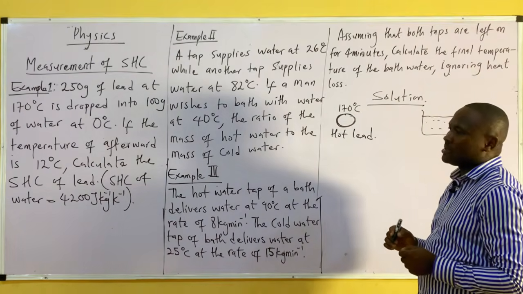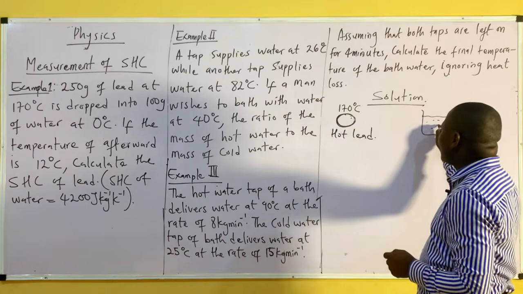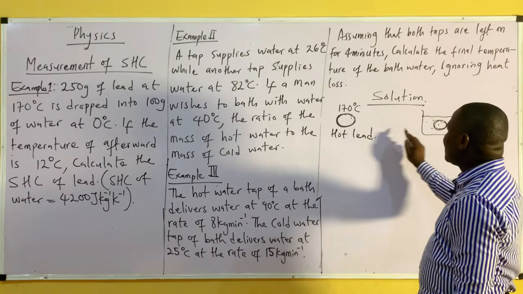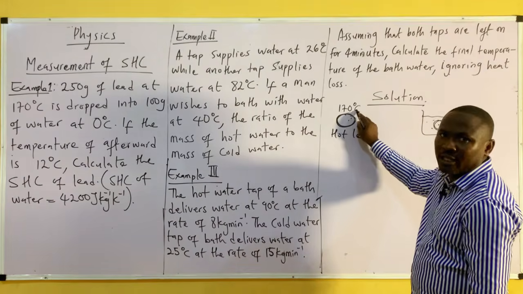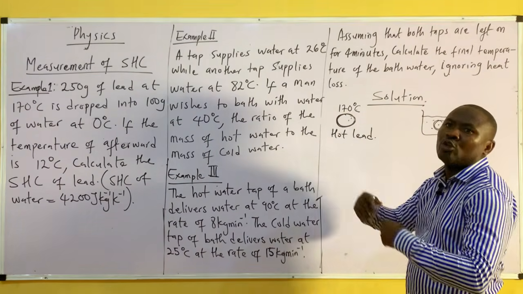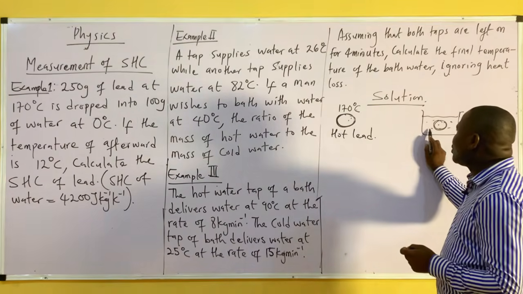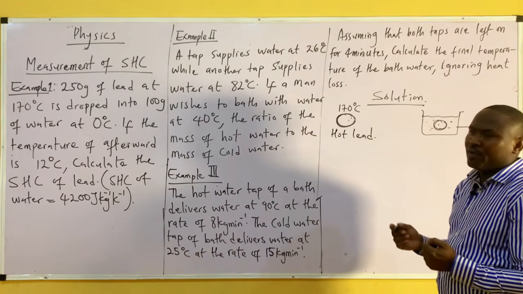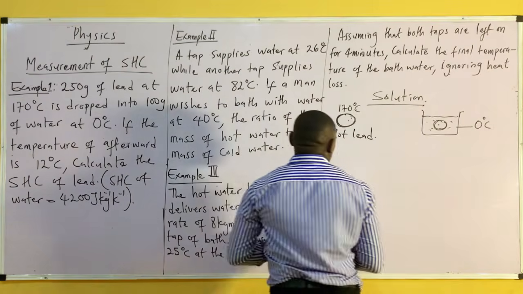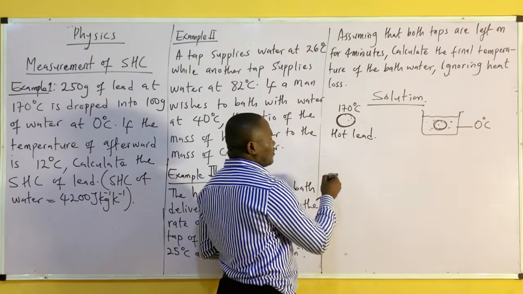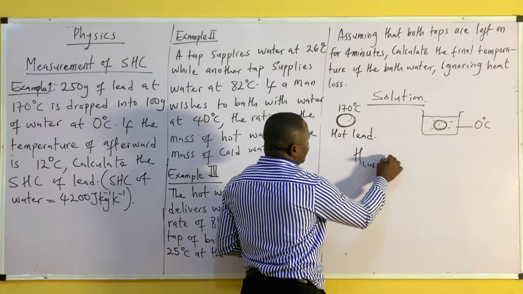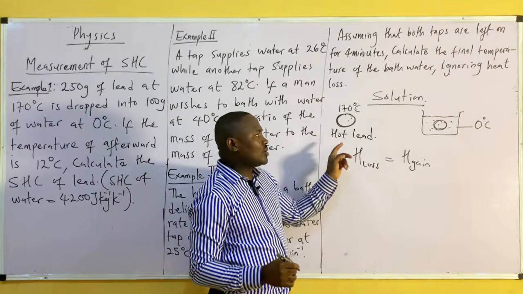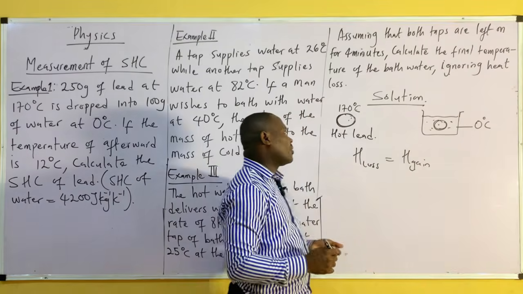Now, what will happen if lead is introduced into water? It means that the temperature of the lead will drop because lead will lose heat. Then the temperature of the water will rise because the water will gain heat. Now, if you understand this, what becomes our way of solving this? We have heat lost equals heat gained. Now, what is losing heat? The lead. What is gaining heat? The water.